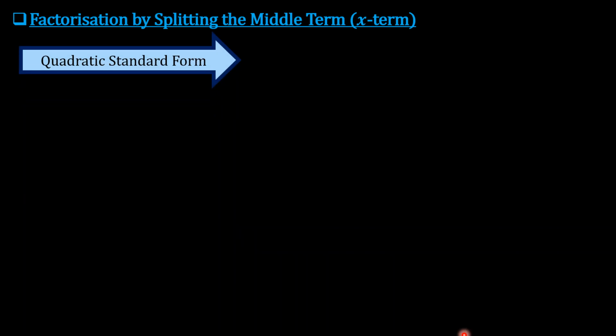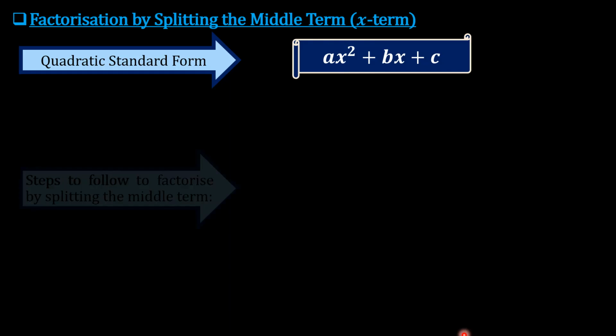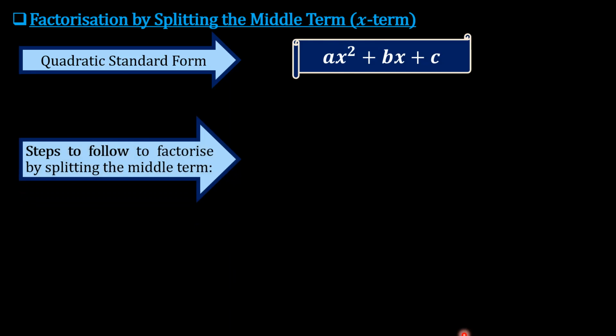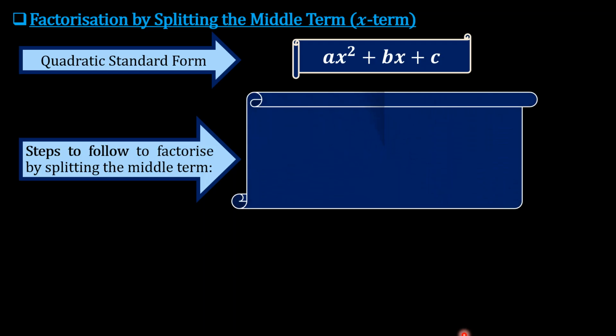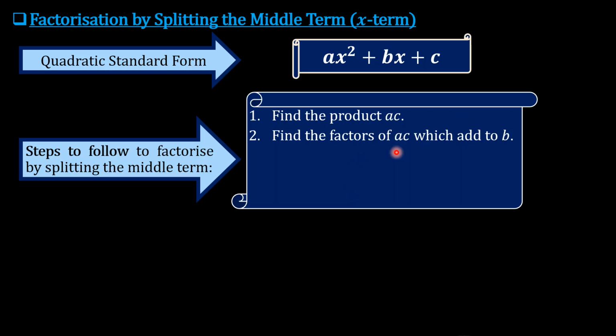So quadratic standard form is ax square plus bx plus c. Steps to follow to factorize by splitting the middle term. These are the steps. Step 1, find the product of AC, so this A and C. Step 2 is find the factors of AC which add to B. So after we get the product AC, we have to find the factors of AC. Those factors will add to B. That means whatever factors we determine for AC, on addition they will give us B.